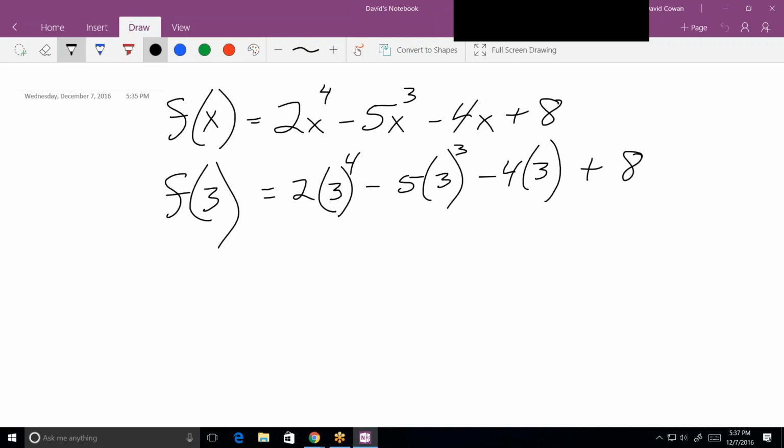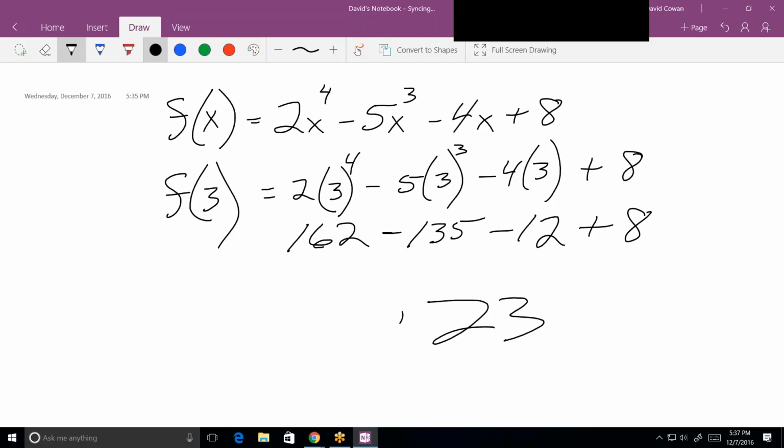81. Okay, and then 2 times 81 is 162. What's 3 cubed? 27. And then 5 times 27 is 135. And then minus 12 plus 8. That's 27 minus 12 is 15 plus 8. If I did my arithmetic right, that's our answer.